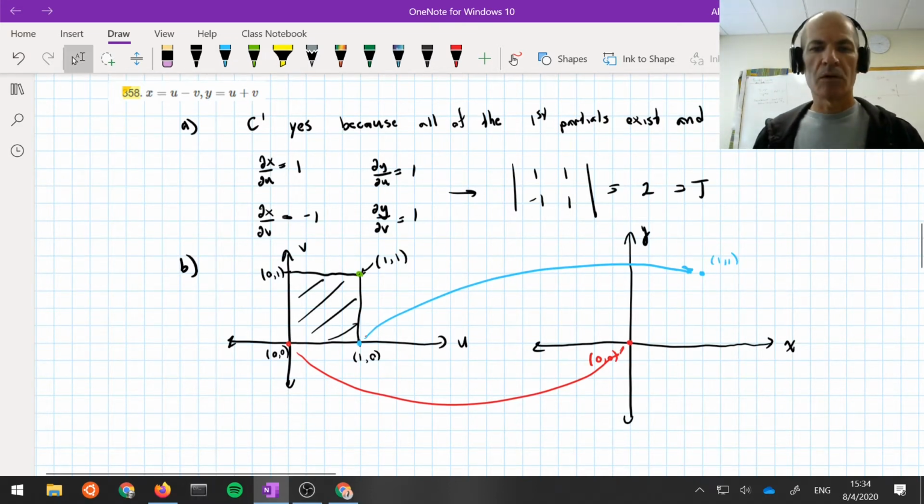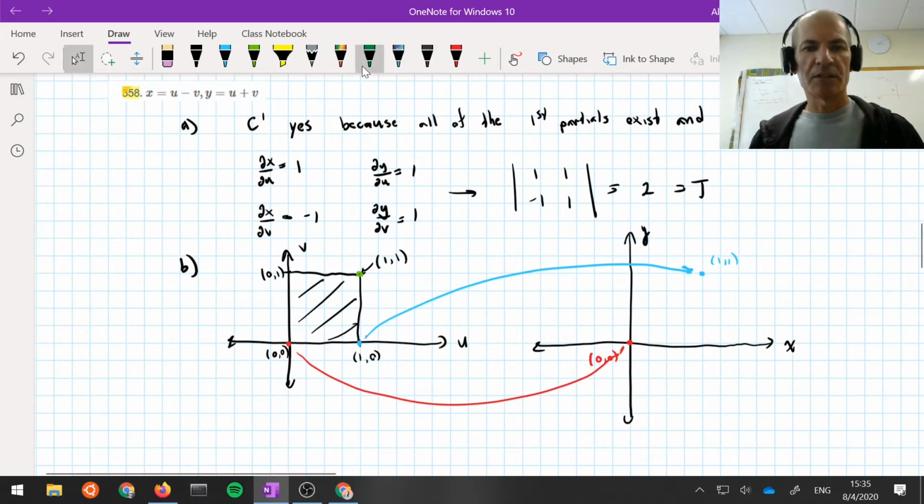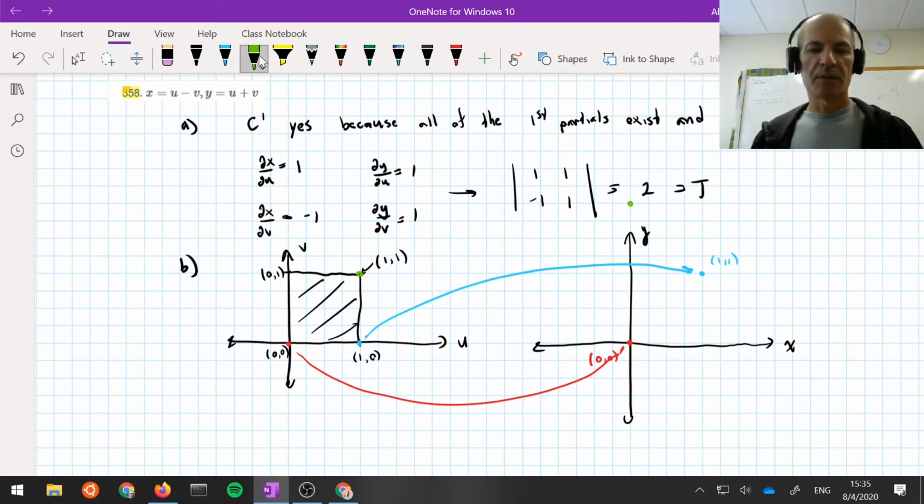Okay, let's see where 1, 1 in the UV plane goes. So that means u is equal to 1 and v equals 1. That means x is 0 and y is 2. So we're going to plot the point x equals 0 and y equals 2. So that's way up here, and boy, my scale is somewhat unfortunate. 1, 2, 3, 4. So that point is way up here, and I don't know what's a good color. We've done blue. Let's do green. Yeah. So 1, 2, 3, 4. So there's the point 1, 1.